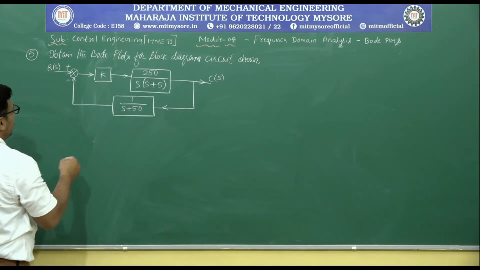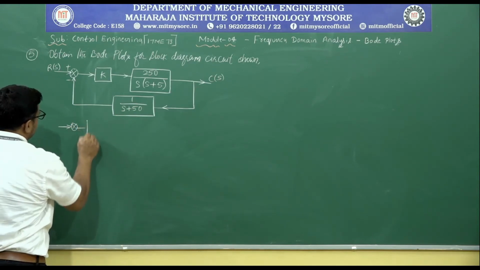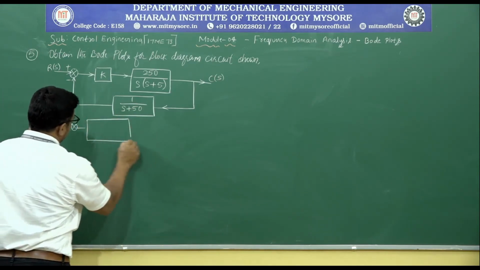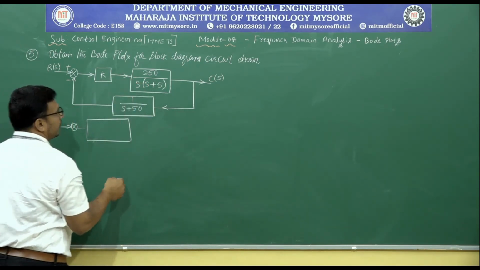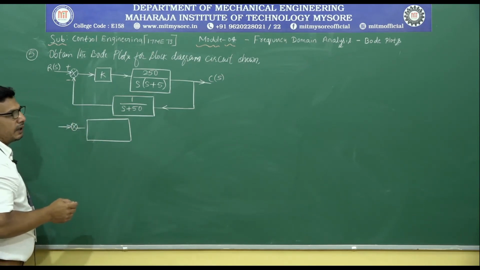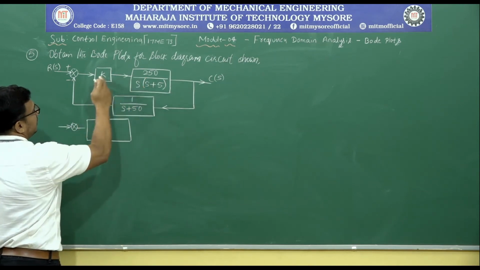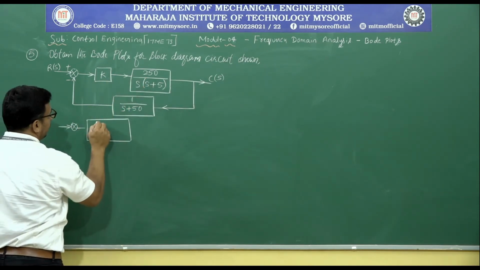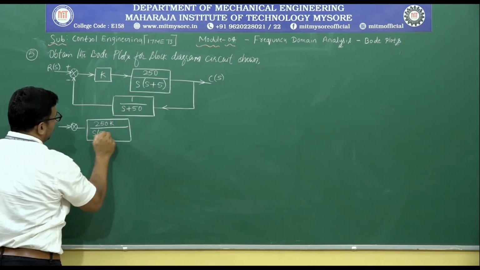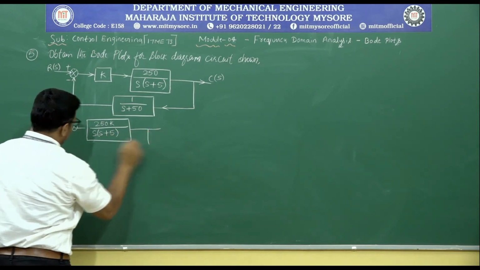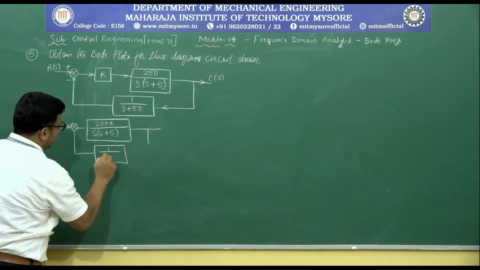So here, if you just see, these two blocks are in series, so the cascading rule of block diagram reduction can be used. If we apply cascading, the content of both the blocks should be multiplied. So it gives me 250K divided by s into (s plus 5), and this remains as it is.